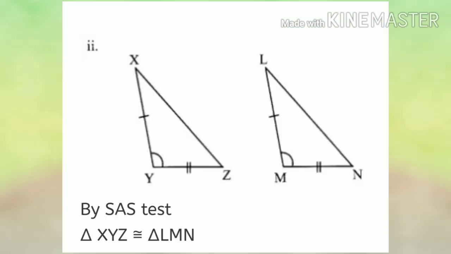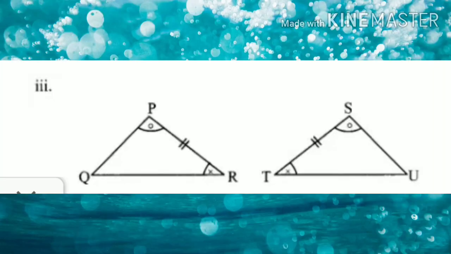Now observe second example. See here, in these two triangles, by identical mark, XY side is congruent to side LM, and side YZ is congruent to side MN, and angle Y is congruent to angle M. By observing identical mark, we can decide these two triangles, that is triangle XYZ is congruent to triangle LMN by SAS test, that means side angle side test.